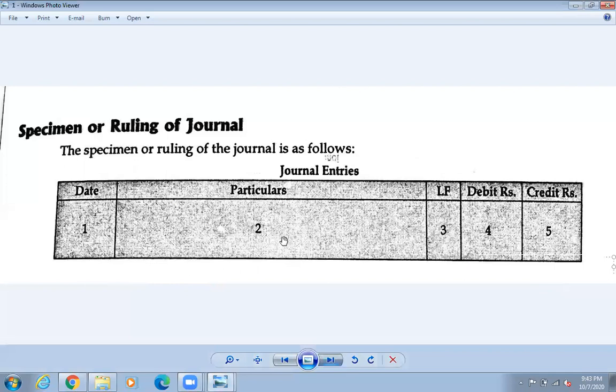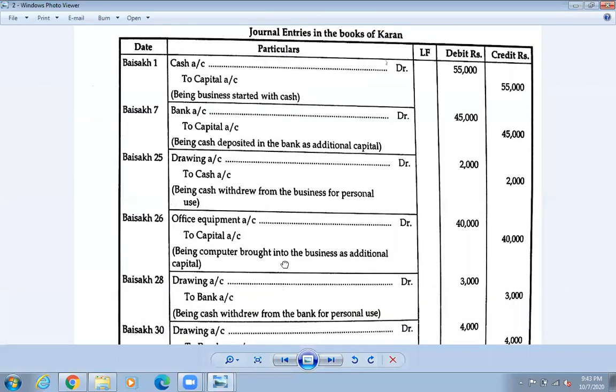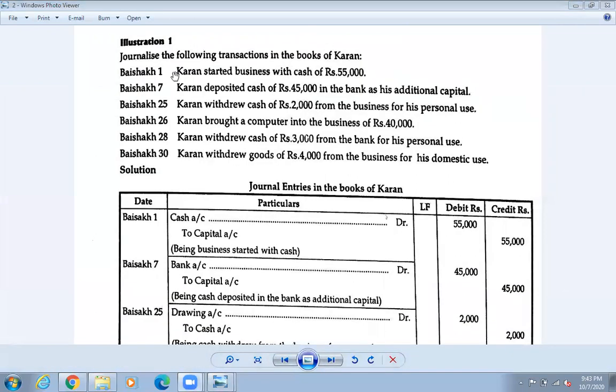Okay, so this is the question. Baishak 1. Okay, so Baishak 1 means you will write on Baishak 1 ko entries over here. So journalize the following transaction in the book of Karan. Karan ko book ma lekhnu parne cha hare. Now Karan, what he has done, he has started the business. Business start garnu bhaneko capital ho. So to start the business, that is called capital.